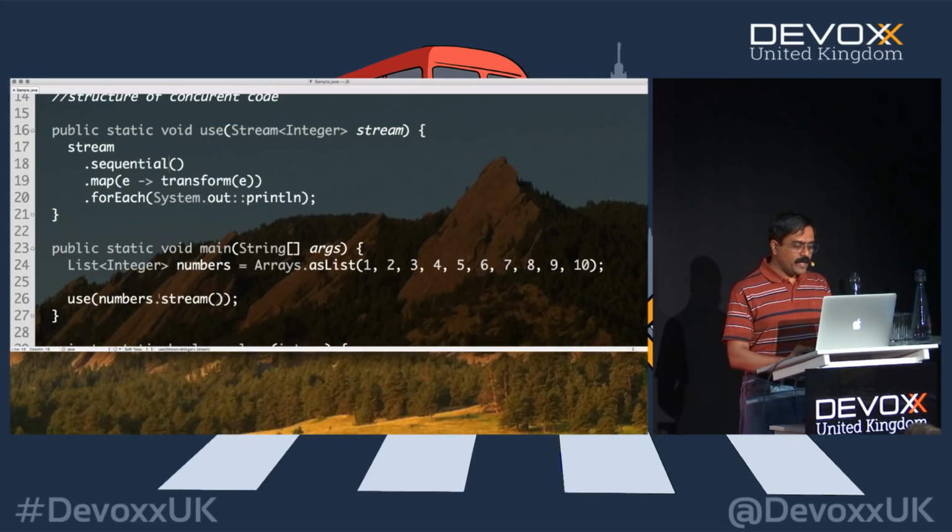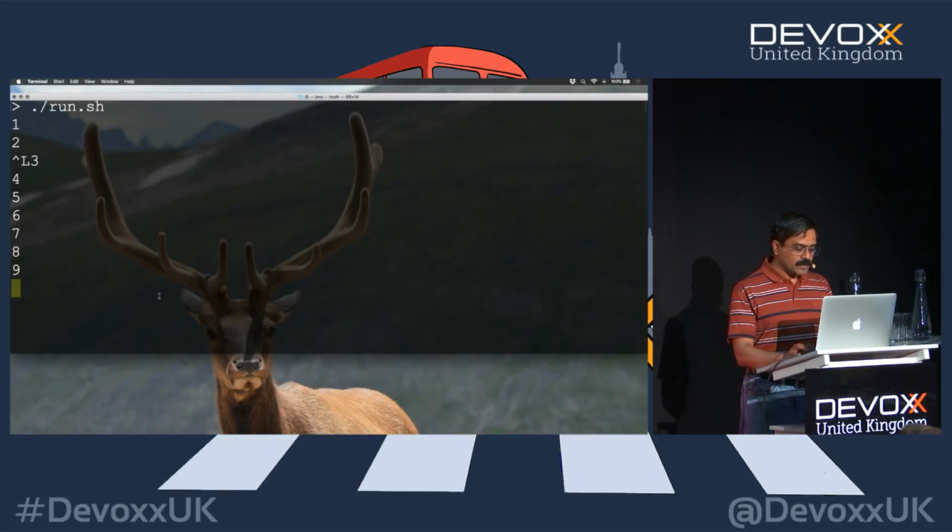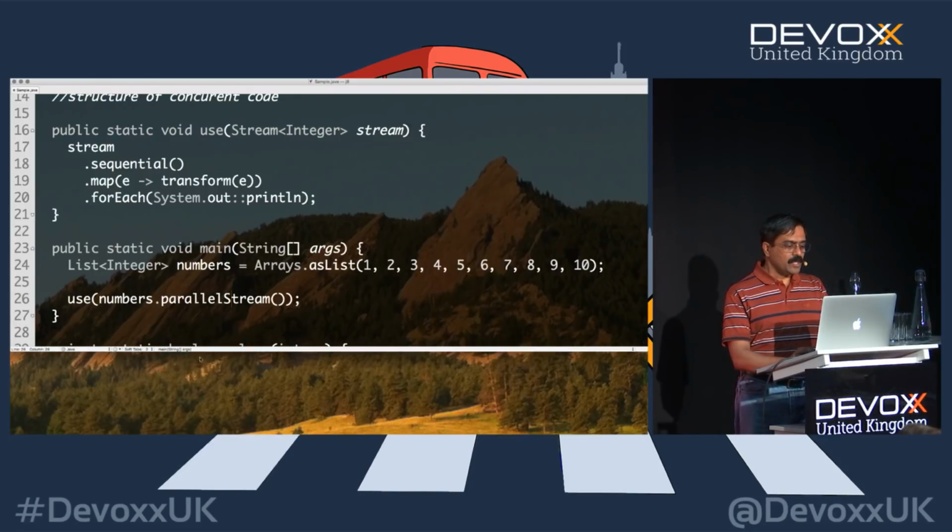But if you go back over here and say parallelStream, and then of course if you go back and run the code one more time, even though we created a parallel stream, notice it is running sequentially, because you created a parallel stream, but you're asking it to be run in sequential mode.